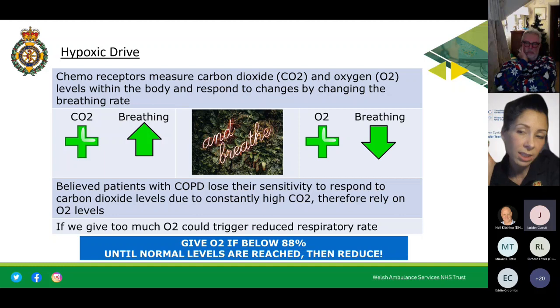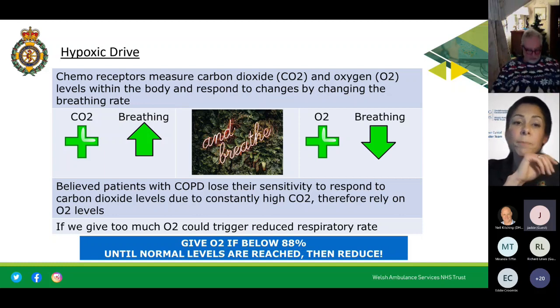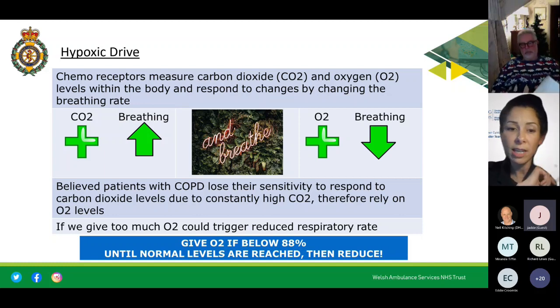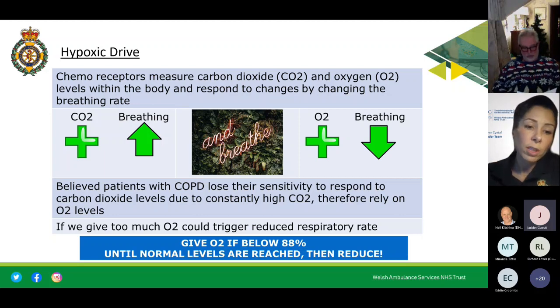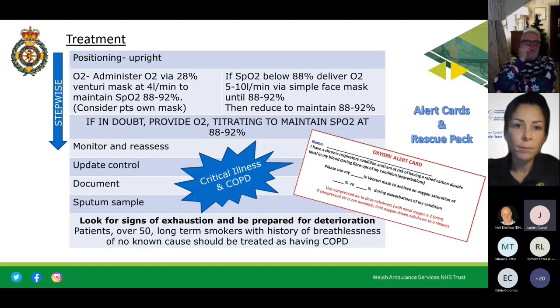So it's very important that we try and find out what normal saturations are for that patient. We know what we're aiming for, but patients quite often know what's normal for them as well, and they might have an alert card. We'll come on to that in a moment. But it's really important that we do our best for that patient to not knock off their respiratory rate. So if I come on to that, we'll look at how we treat them.